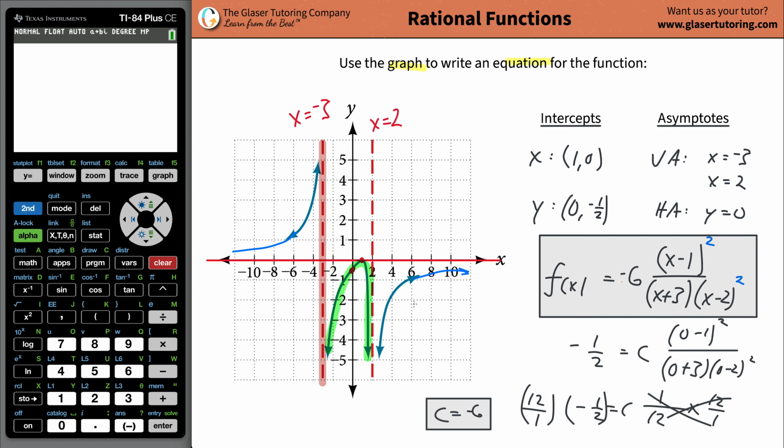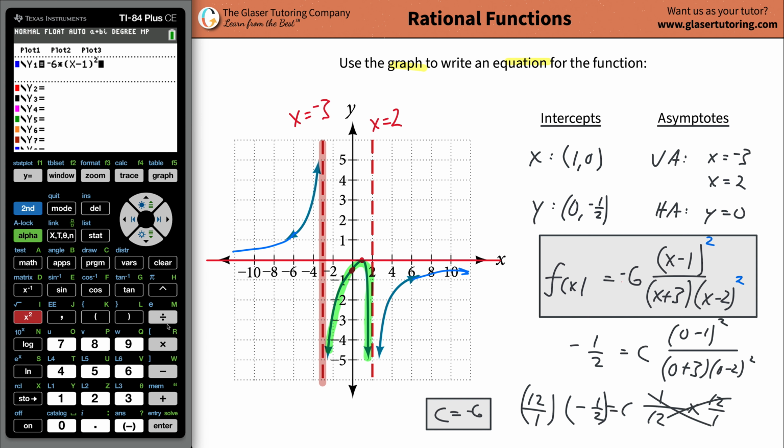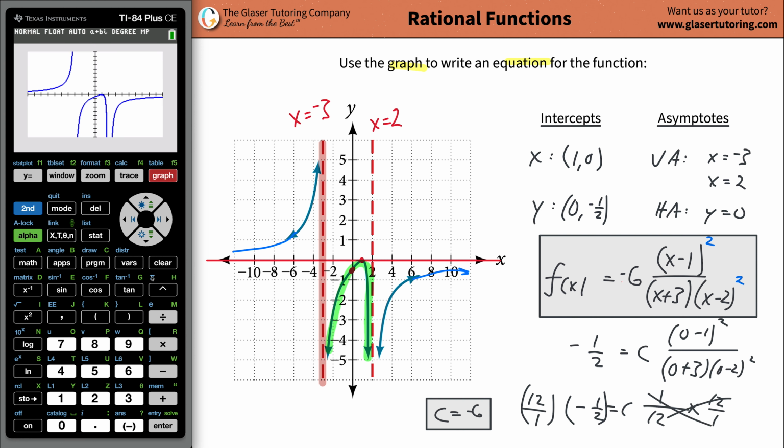If you want to check yourself, take out your calculator. It's always a great idea to check your work. Now simply plug it in. So negative 6 times, open parentheses, x minus 1, squared, then divided by parentheses, because I've got to be careful with what I'm plugging in, x plus 3. Hopefully, let's not talk too much so I don't mess something up by getting distracted. Square that, don't forget to square it, close the parentheses again and hit graph. And there it is. There's the function.